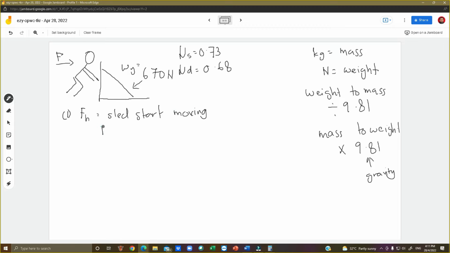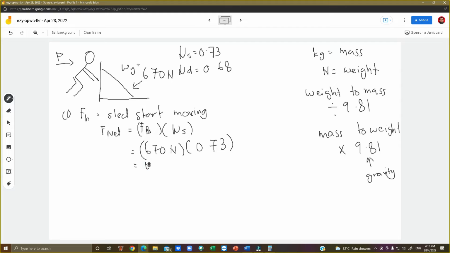So first thing we need to find out is the sled net force, equals normal reaction force times coefficient. So to start moving, meaning from stop, we need to use static friction. Berapa dia punya normal reaction? Adalah berat dia adalah normal reaction dia. So you have 670 times 0.73. Berapa kita dapat? 489.1.